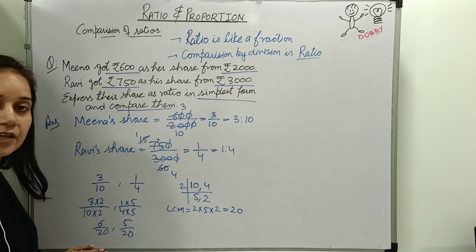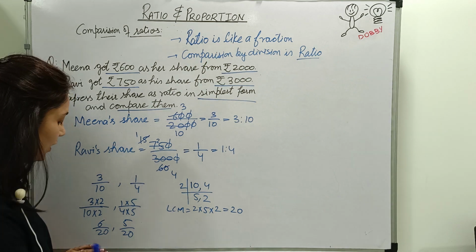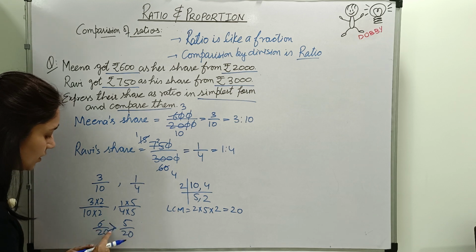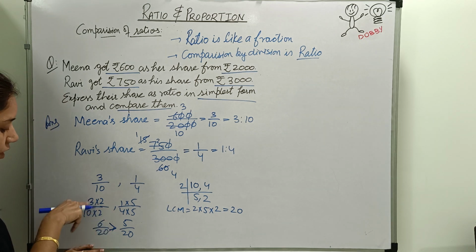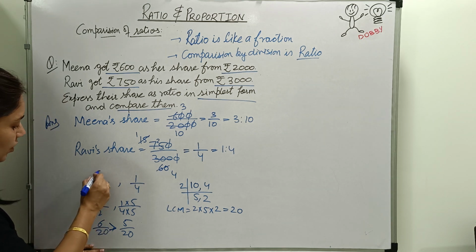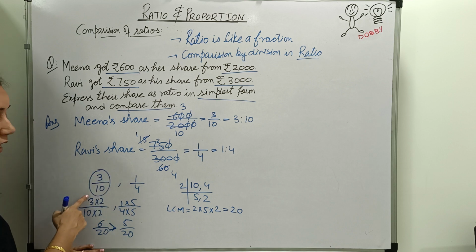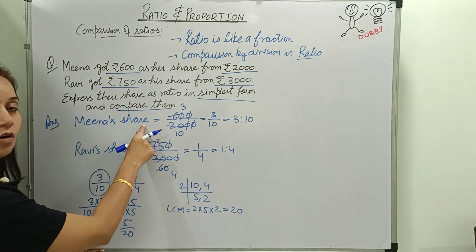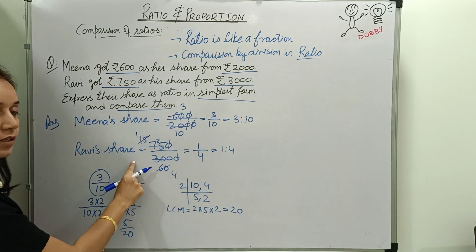Now both are like fractions, so you can compare easily. 6 parts out of 20 or 5 parts out of 20. Yes, 6 parts out of 20 is the greater fraction. That means the first fraction is greater. 3 upon 10. And 3 upon 10 is the share of whom? It is the share of Meena. So Meena got a bigger share than Ravi.